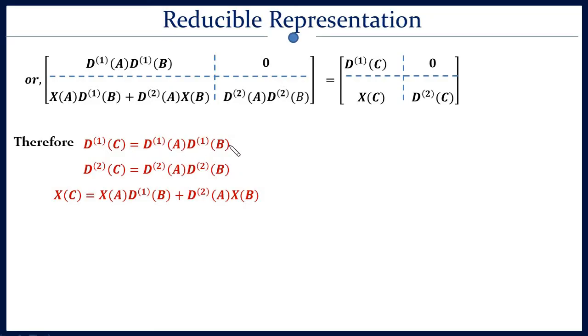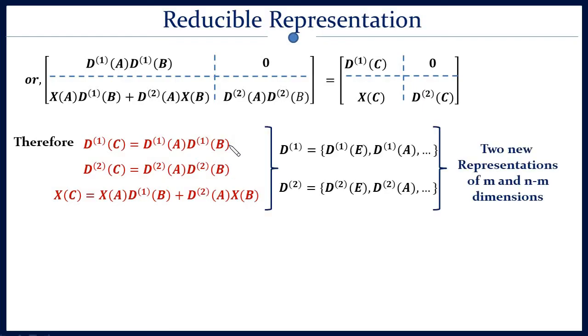What is this? This is the property of representation, right? T(A) times T(B) is equal to T(C). This is exactly the same thing: D(C) equals D(A) times D(B). Therefore, the sets D1 and D2 are themselves representations of the group G in the spaces of dimension m and n minus m.